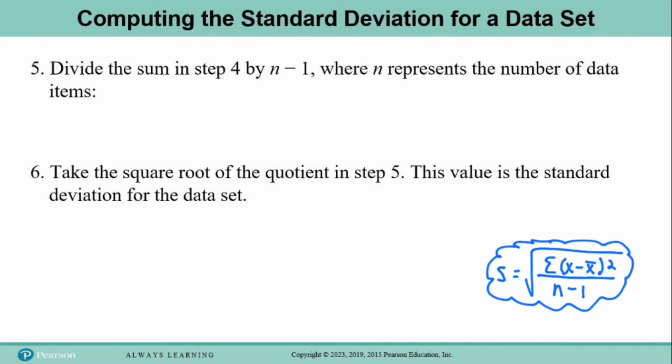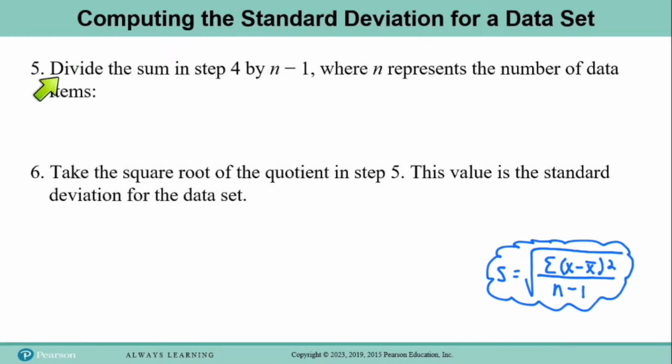Okay, then step 5, and I've copied our formula again here so you can see what's happening. At this point, we have the entire top of this fraction. The next thing to do is to take this value from step 4 and divide it by n minus 1.